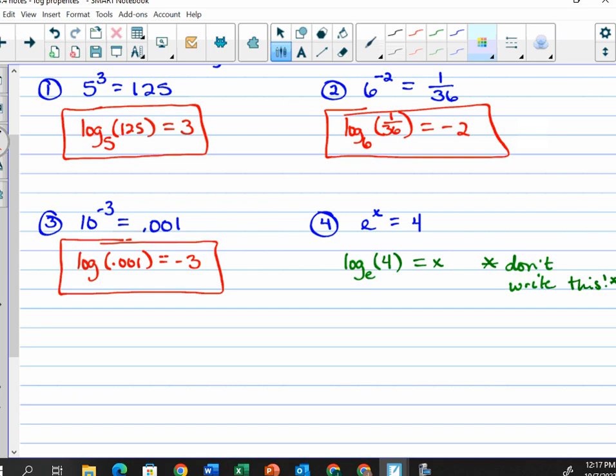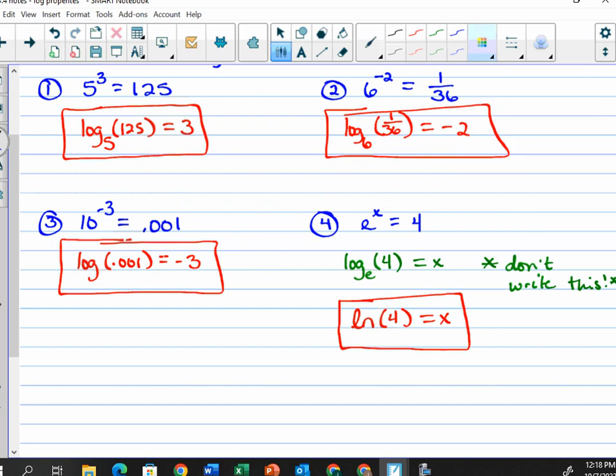Does anybody remember which log is a log with base e? Natural log, which we write ln, not nl. So this is natural log of 4 equals x. And yes, I would take off if you wrote log base e. Natural log, that's an L and an N.